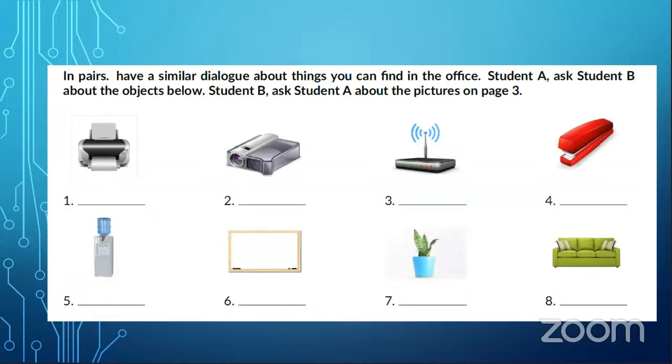Video camera. Projector. Project. Yeah, there's a projector. Okay, so the number 1 is a printer. Then we have a projector. Perfect. Okay, so let's move on to the number 3 and 4.